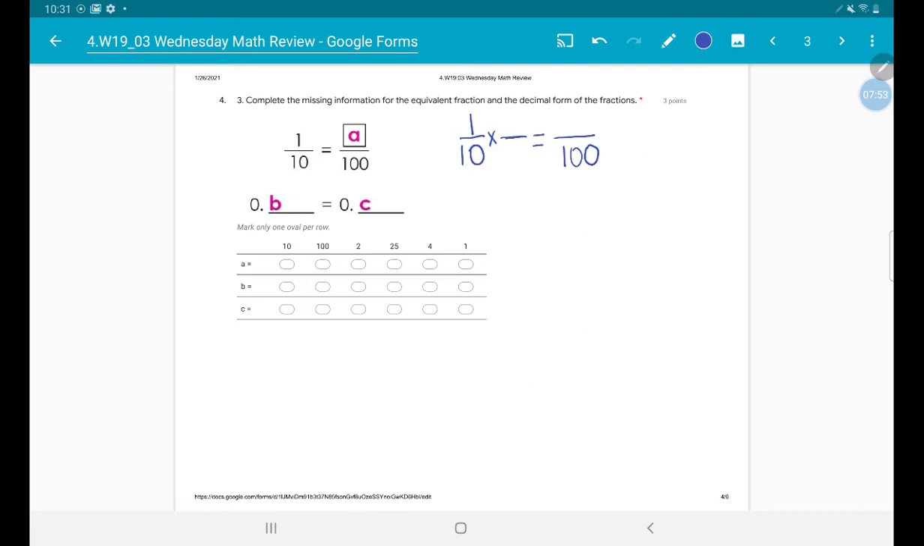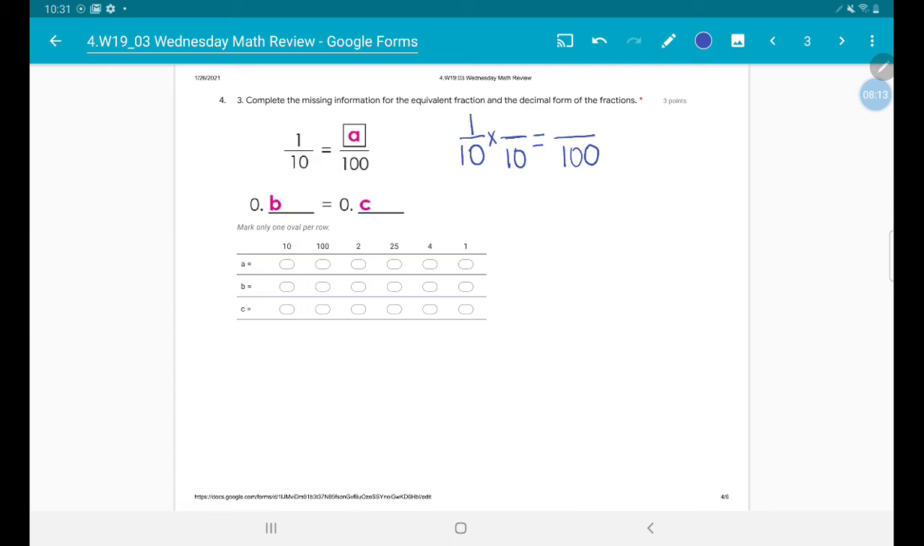Do we all agree with that? Yes. So if I had something split into 10th size pieces, how many of those would I need to have shaded so that I would have one whole? All of them. All 10 of them, right?